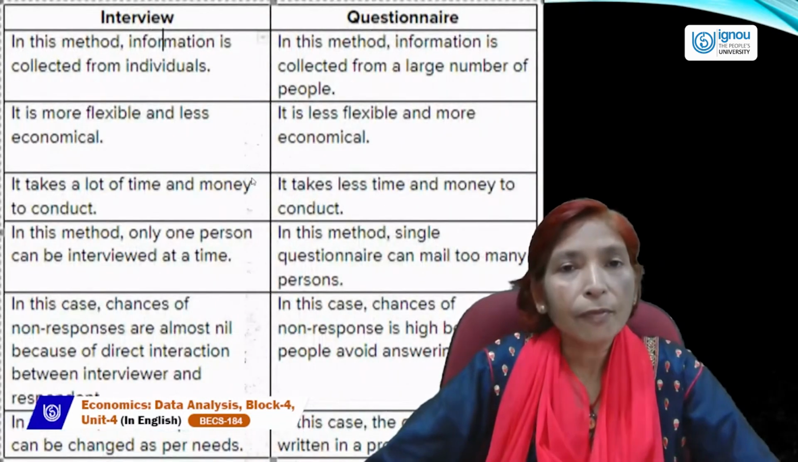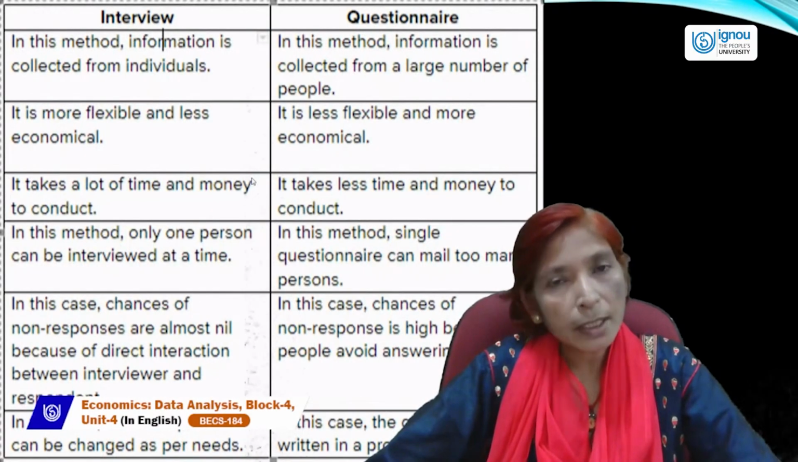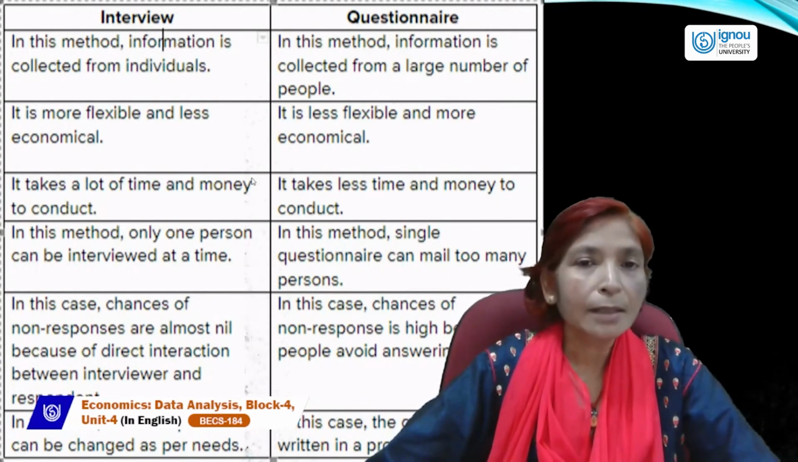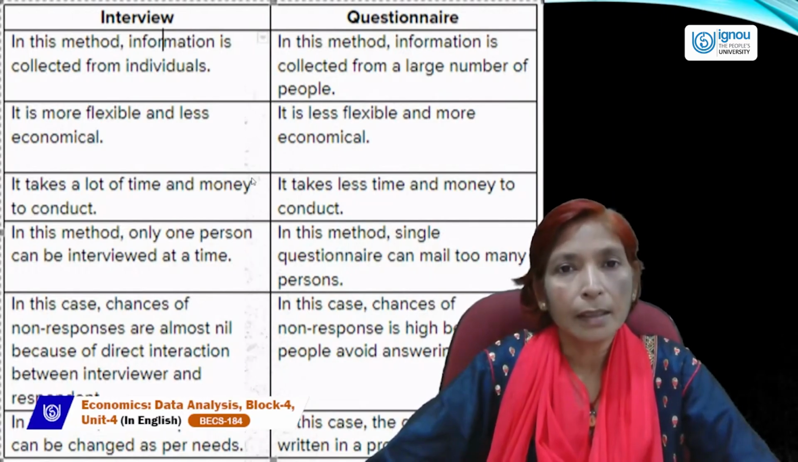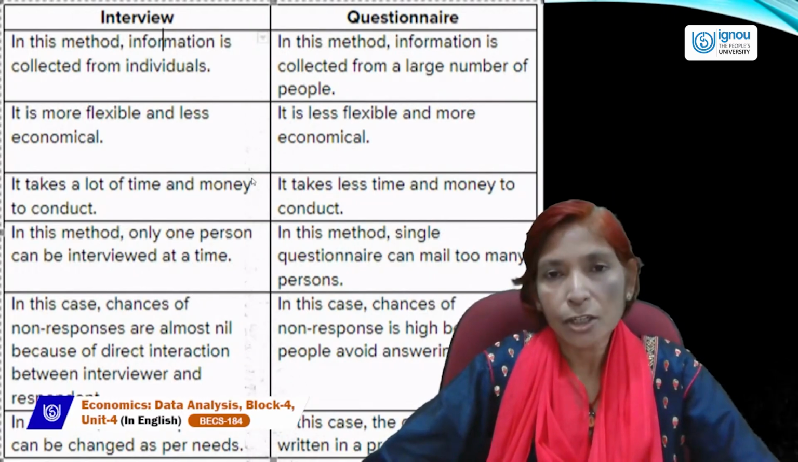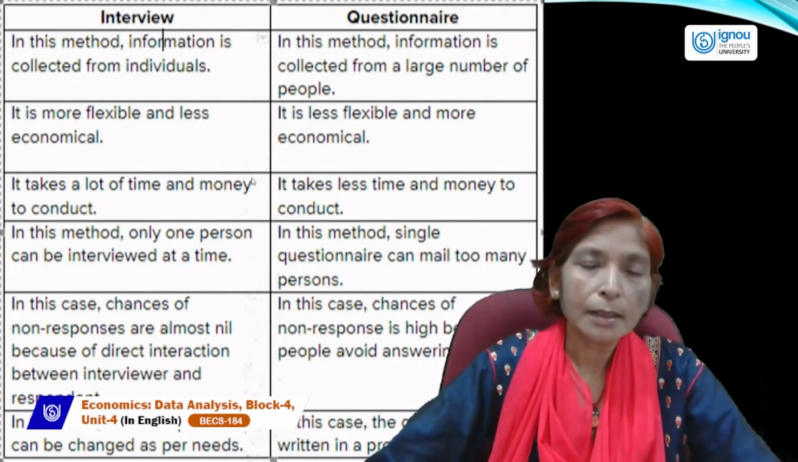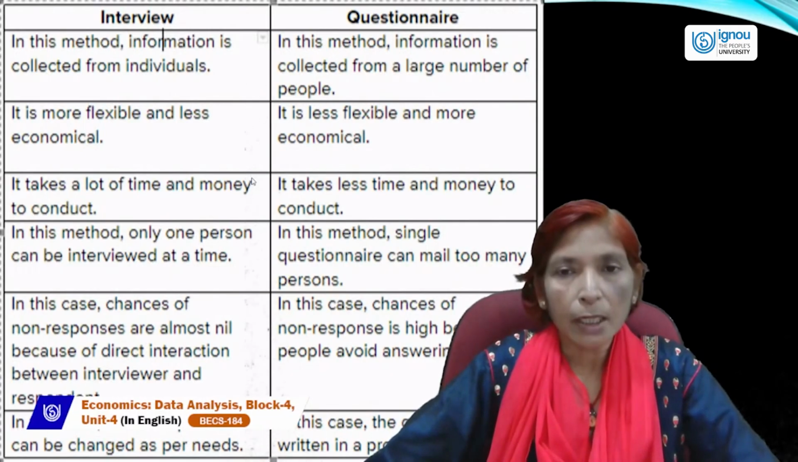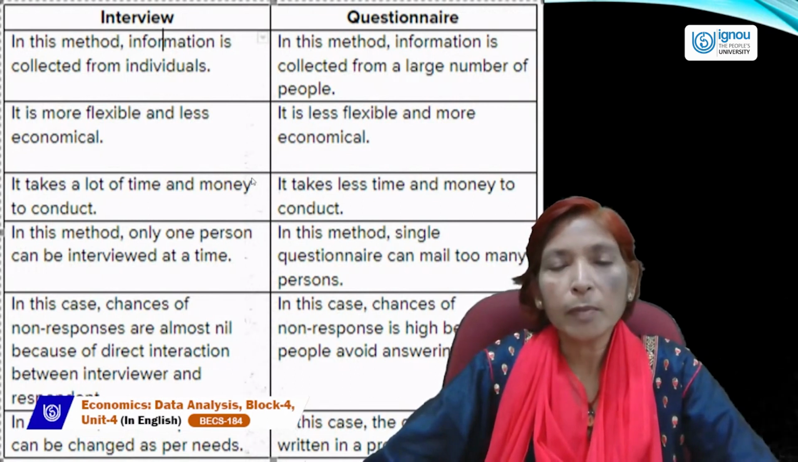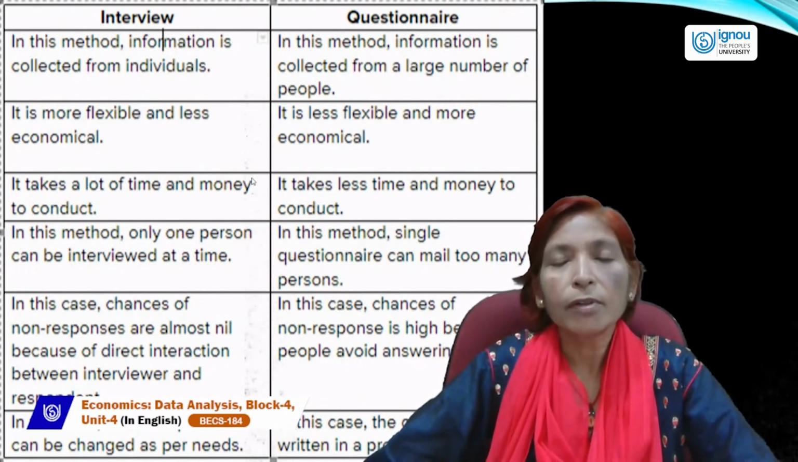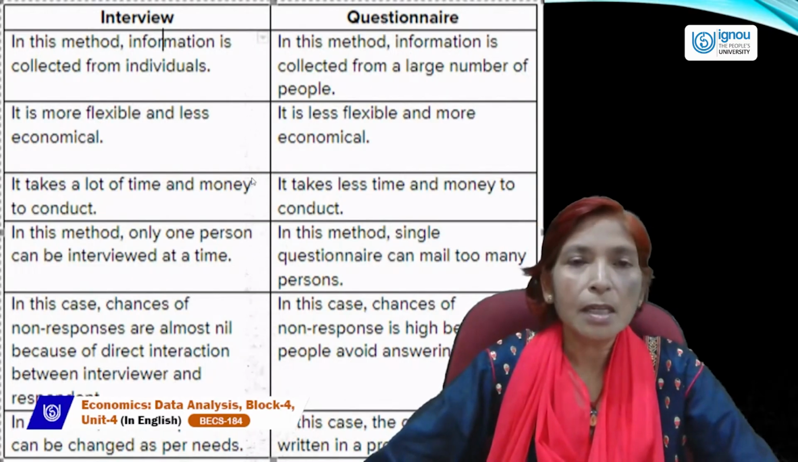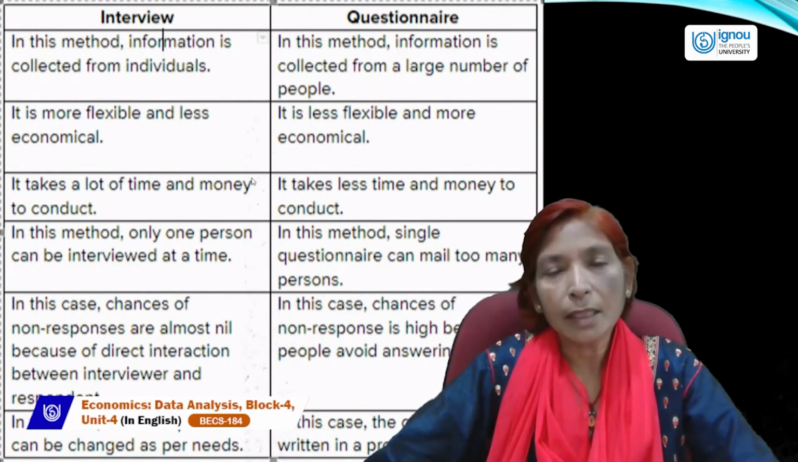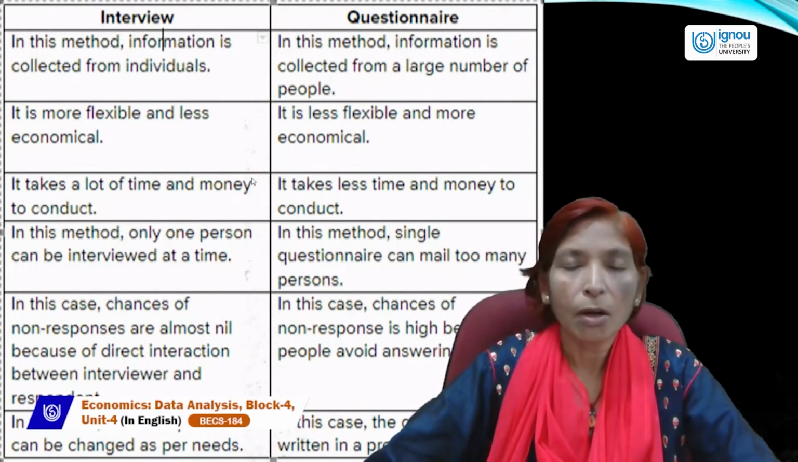Next is, what is the difference between the interview method and the questionnaire method through which we can collect data? Interview method is the first method of collecting data in quantitative data collection tools. In the interview method, information is collected from individuals. But in the questionnaire method, information is collected from a large number of people. Interview method is more flexible and less economical. But questionnaire method is less flexible and more economical.